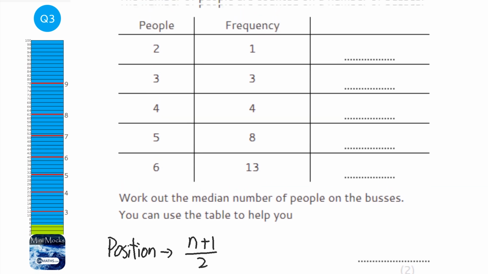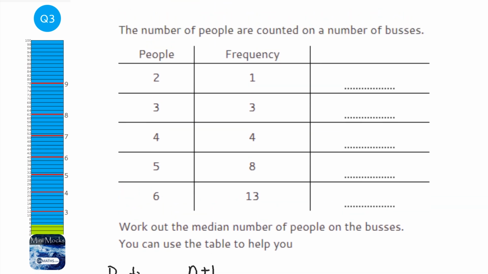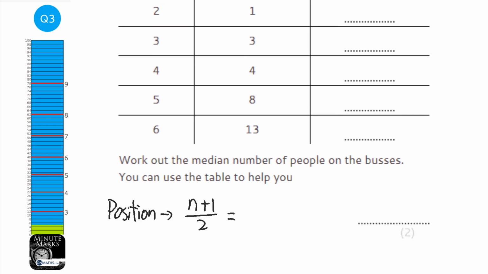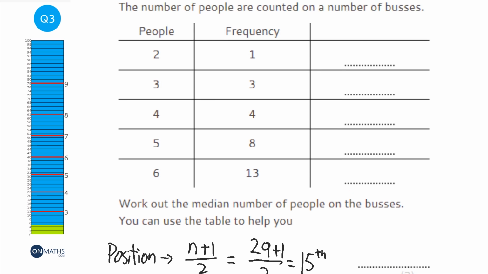Okay, so you work out how many there are in total, which we can do on a calculator. 1 plus 3 plus 4 plus 8 plus 13, which is just all the frequencies added together, which is 29. Add 1 to it and halve it. So that's going to be 30 divided by 2, which is 15. Now this gives us the position of the median, which is going to be useful.